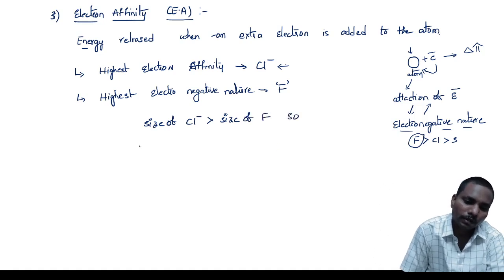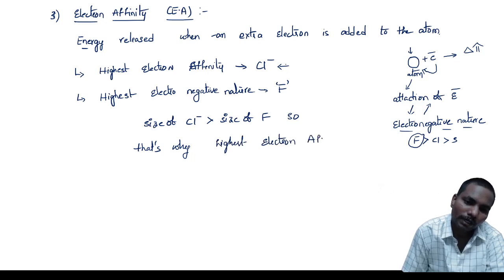So that's why the highest electron affinity element is nothing but chlorine.